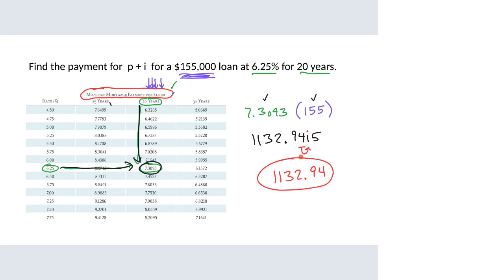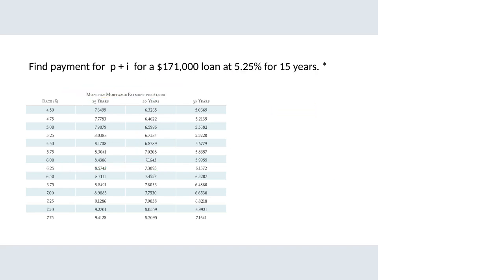Making sure you can read that table and use it correctly is really important. Let me know if you have questions on what we just did before I have you try one. Outstanding. Here it goes. Find the payment for principal and interest for a $171,000 loan at 5.25% for 15 years. I'll set up a poll for this one. Take a minute. Find the payment for principal and interest for that particular loan.